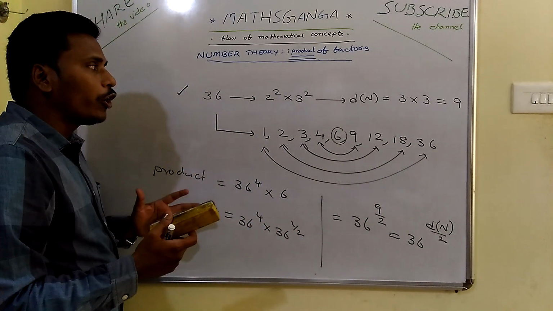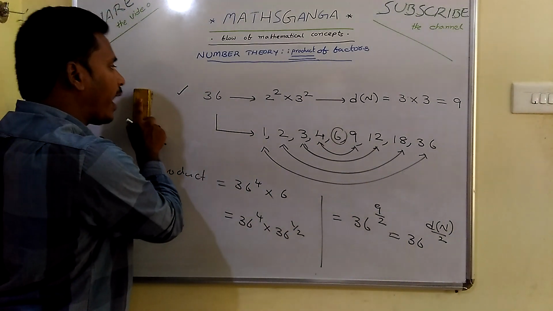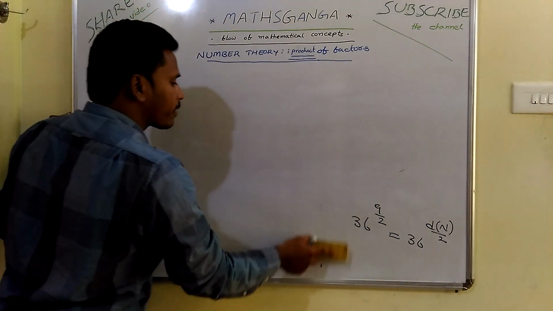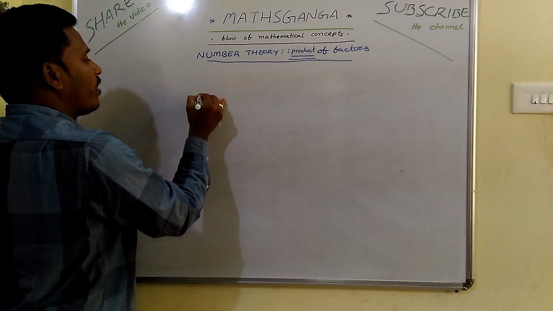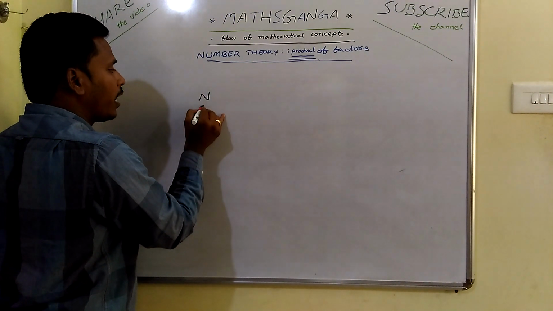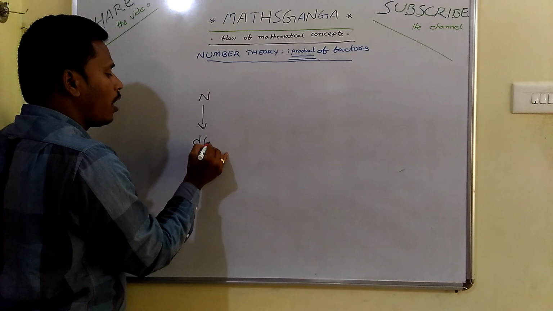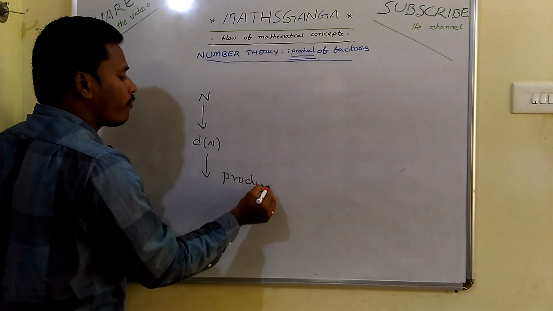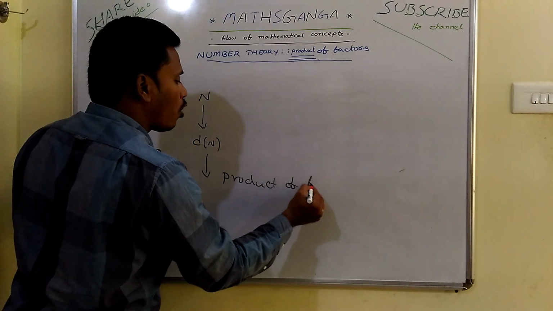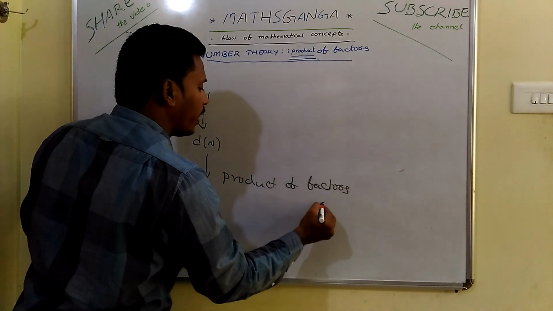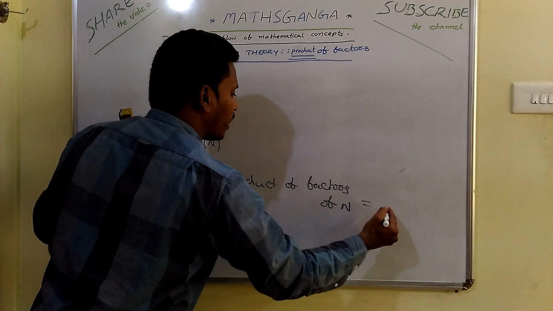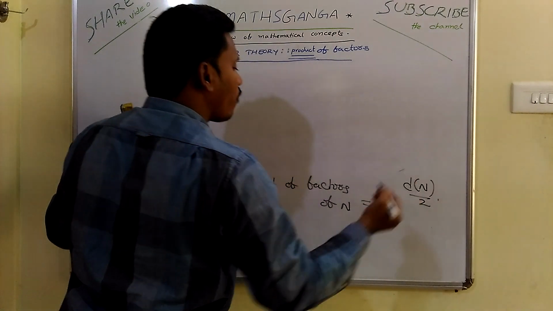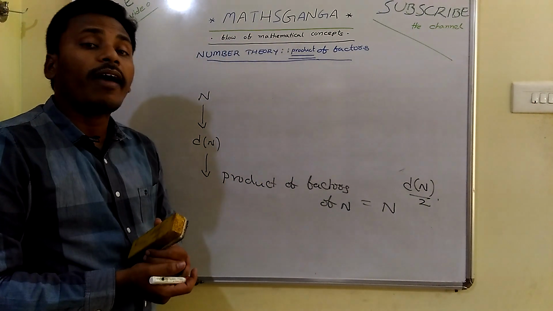So finally what I am going to conclude is, if you take a number n, we need to find out the number of factors for that number. So if you have a number n, just find the number of factors for that number n. After finding the number of factors, to calculate the product of factors of n, the product of factors of n is nothing but n to the power d of n by 2. This d of n is nothing but the number of factors.